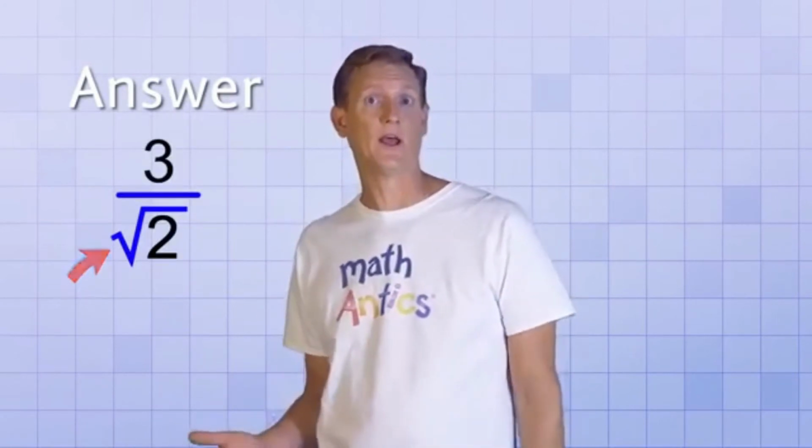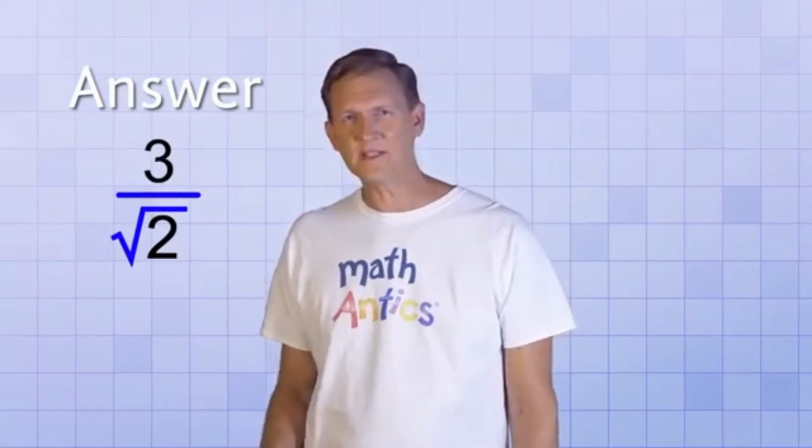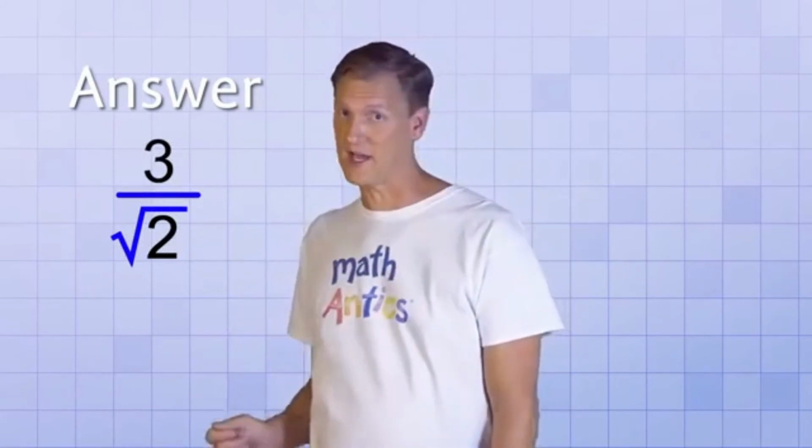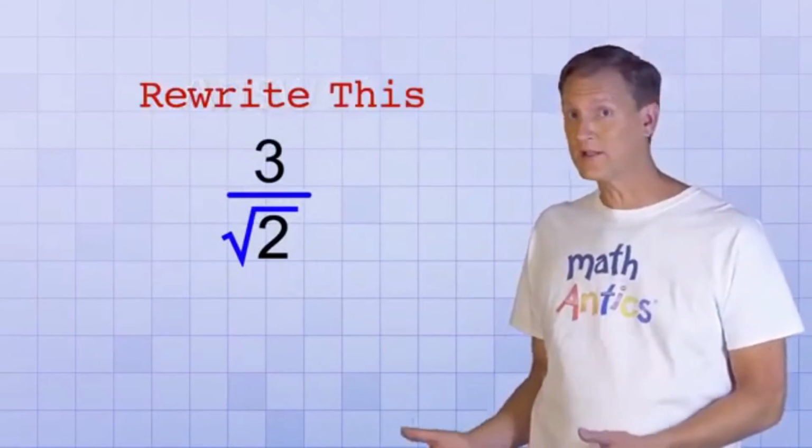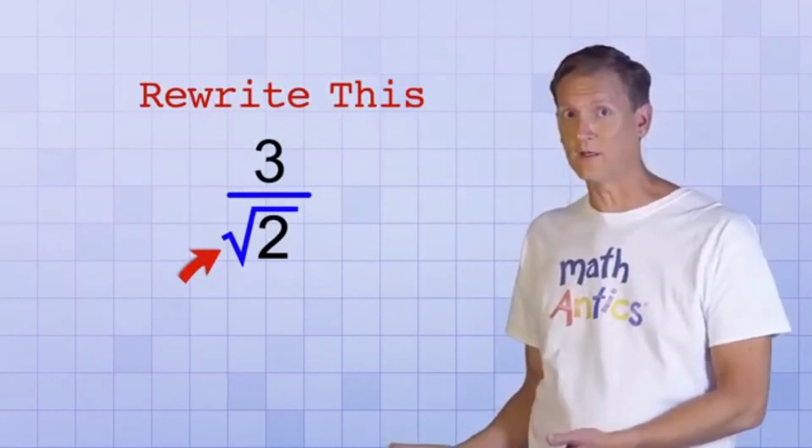Sometimes an answer to a math problem might be a fraction with a root in the denominator, like this one, 3 over the square root of 2. The square root of 2 can't be simplified, but many mathematicians like to avoid having roots in the denominator, especially when those roots are irrational numbers. So, if your teacher asks you to rewrite this fraction without a root in the denominator, how would you do it?